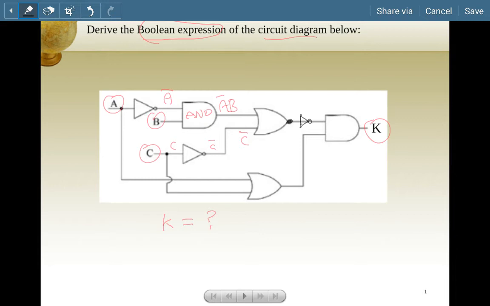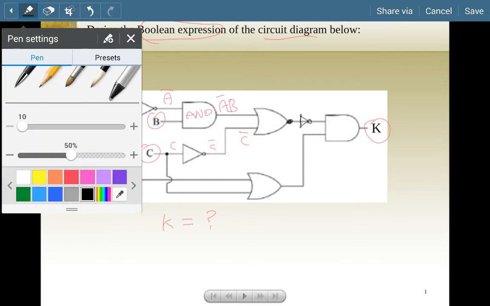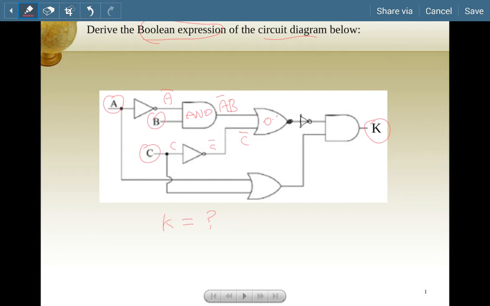Okay, with all the inputs ready here, we are ready to do the transformation again. So let's see. It is an OR gate. OR gate is represented by the mathematical symbol plus, where you put in whatever is at the inputs. There are two sets of input. This is the first set of input, A bar B. This is the next set of input, C bar. So after going through the OR gate, this is what you've got: A bar B plus C bar.